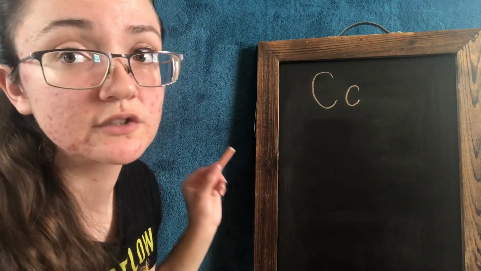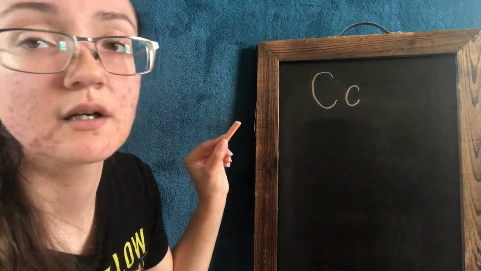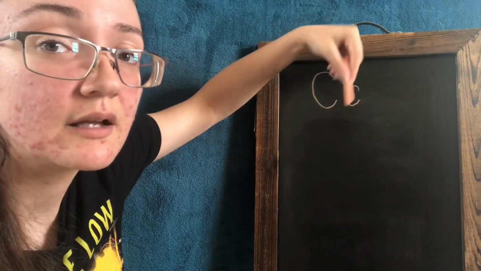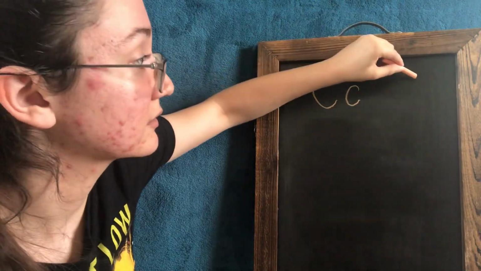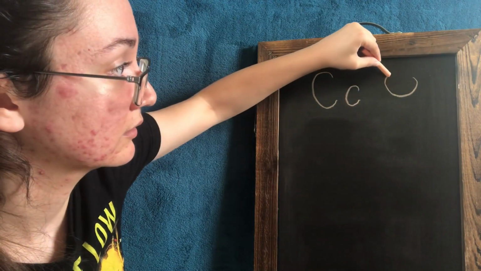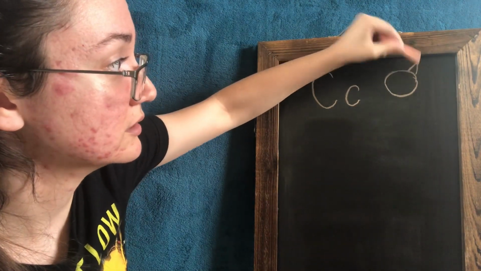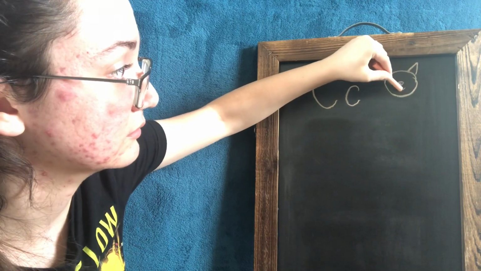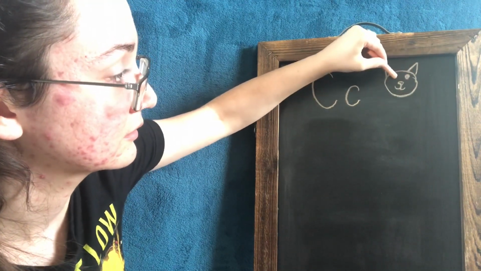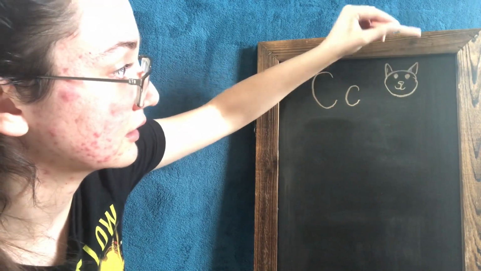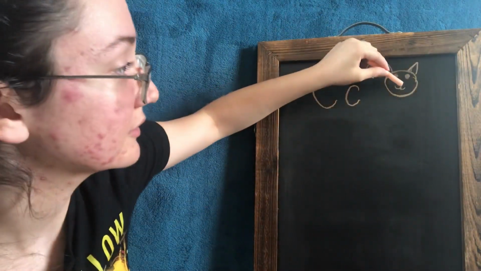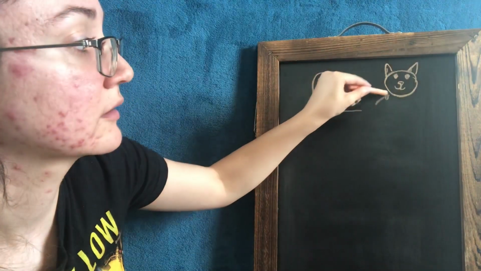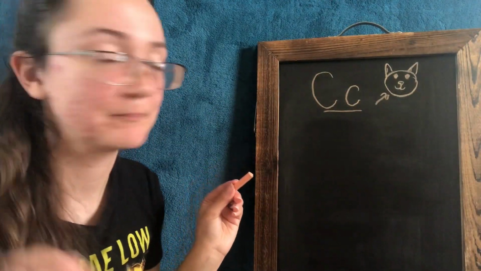Now C starts a lot of words, but you might know the word cat. So cat has C and A in it, and a letter we haven't gotten to yet. But cats are those cute little creatures with the pointy ears. The cute little smile. Like that. Okay, that's a cat. So, C starts the word cat.